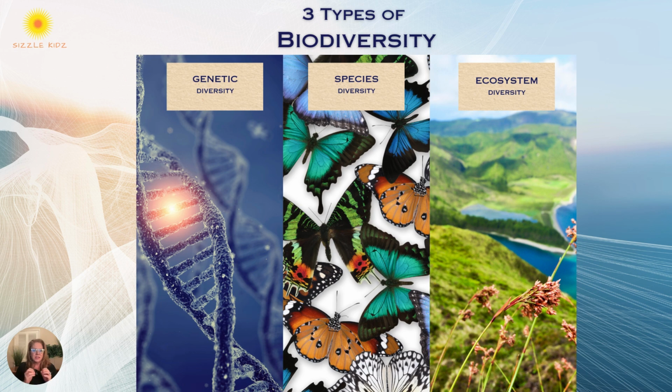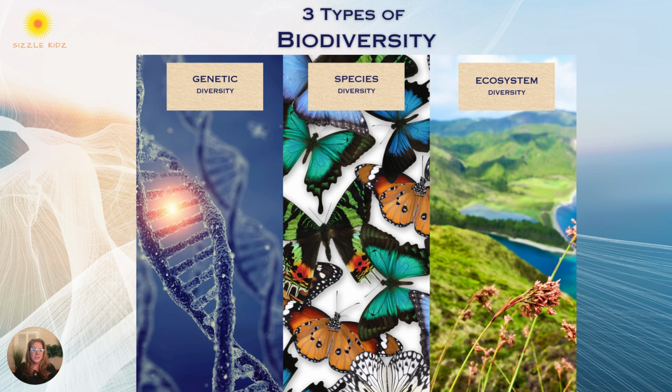Sizzle Kids isn't necessarily a science based course or a science based lesson, but I want you to understand these ideas because it gives you just the sense of awe of how wonderful our planet is and how we should take care of it and how it provides everything that we need. So, real quick, the first kind of diversity that we have is genetic diversity.